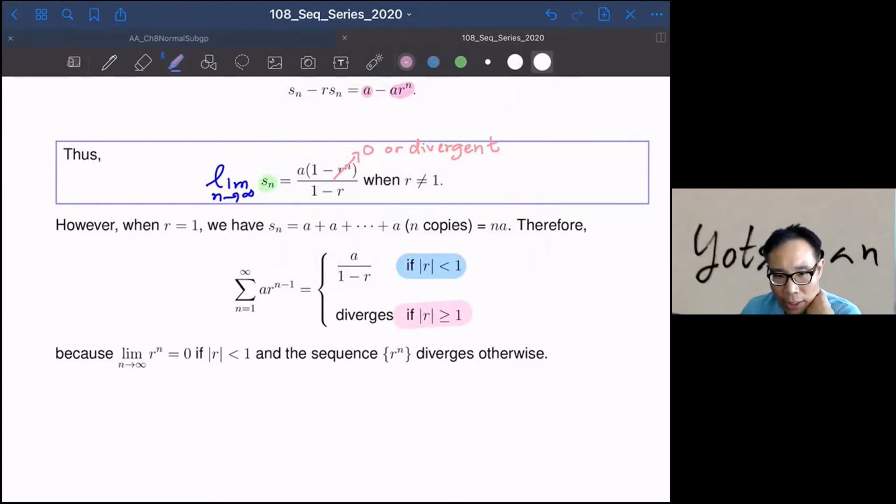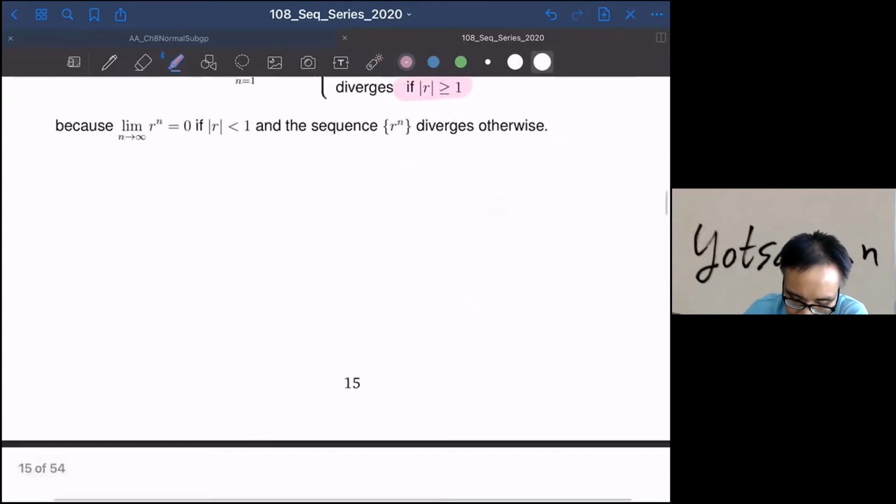So we have two formulas. When the absolute value of R is less than 1, it turns out to be convergent, and it's equal to A over 1 minus R. And if the absolute value of R is more than 1, it turns out to be divergent. Let me give you several examples here to gain some experience with geometric series.